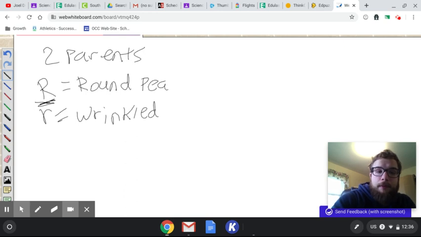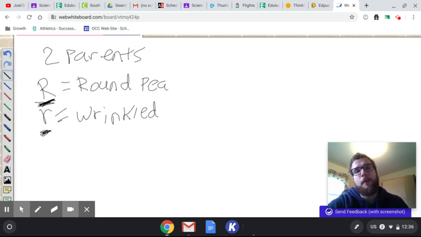Now, in order to be wrinkled, I would have to have two small r's. You cannot have a recessive trait show up in your phenotype unless you've got two of them, unless you get one from each parent. This is really, really important. And if all that I'm saying right now is complete nonsense, you've got to go back to last week and look at those videos because it fits together.